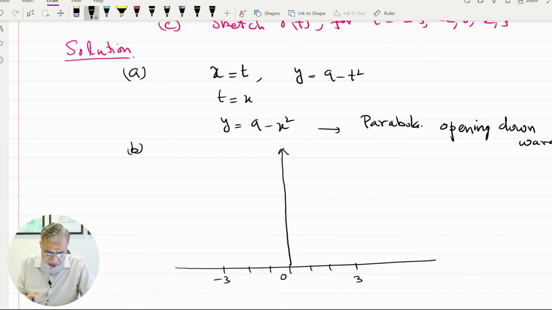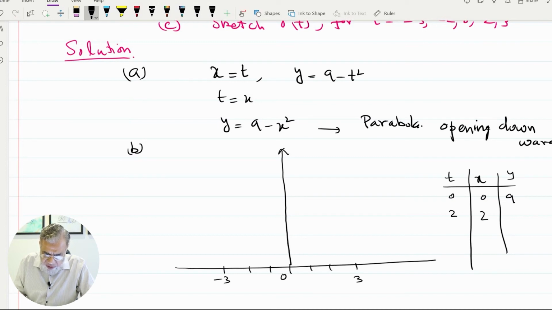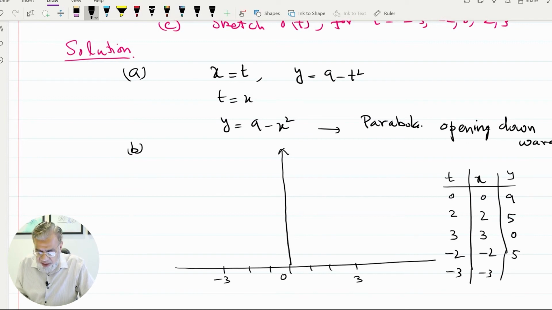Now I have the points. For each value of t, I have the value of x and the value of y. When t is equal to 0, then x equals 0, y equals 9. When t is equal to 2, then y is equal to 5, 9 minus 4. When t is 3, x is 3 and y is 0. When t is -2, again we have 5, because t squared is 4, and 9 minus 4 is 5. And -3, again, t squared is 9, 9 minus 9 is 0.